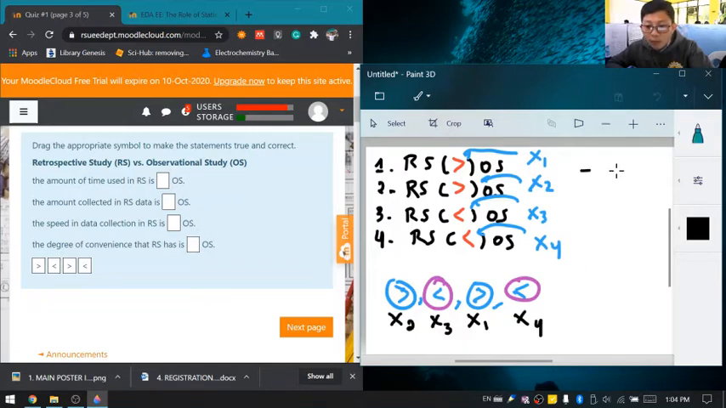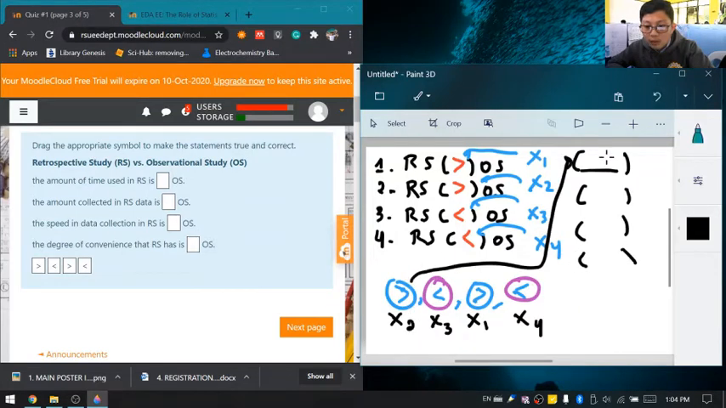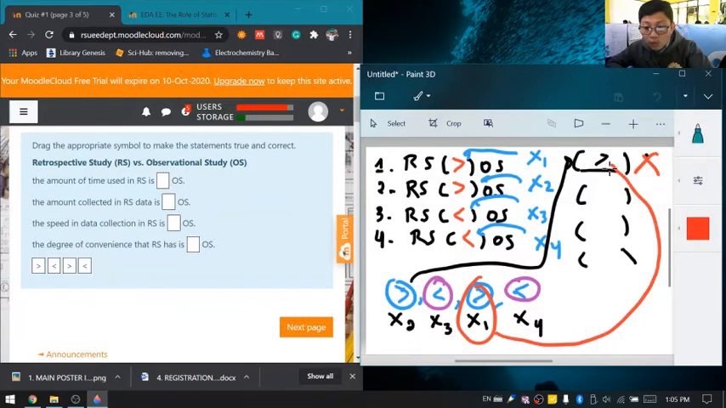Therefore, if this is the blank answer, the choice, obviously, if you put x2 in number 1, that will be wrong. Why? Because Moodle is expecting an answer which is x1, which is this. So you should have put this here, not this. So on and so forth. So, it's the same with here.